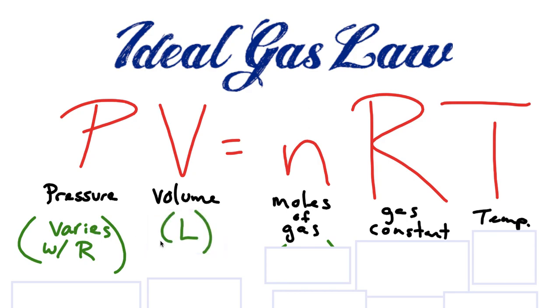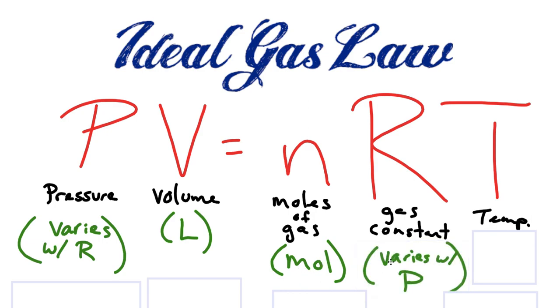Volume has to be in liters. So if you have 1,000 milliliters, that's 1 liter. If you have 950 milliliters, that's 0.95 liters. Moles of gas are moles. The gas constant is going to depend on what you use for your pressure. And temperature has to be in Kelvin. So reminder, that's adding 273.